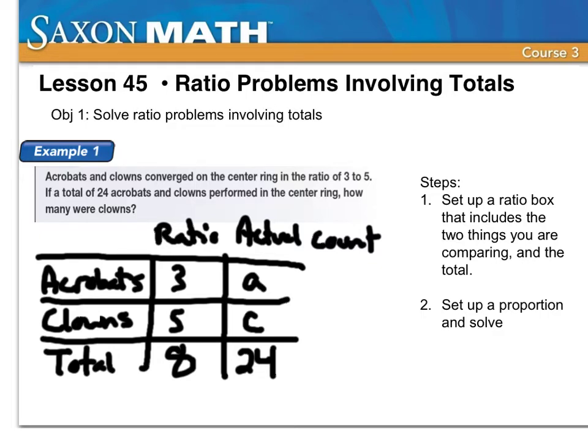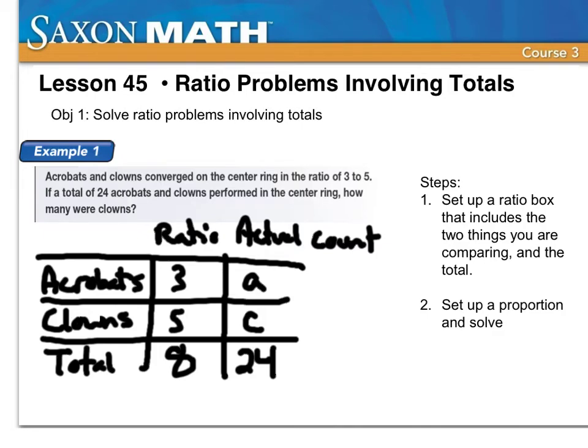Now we need to figure out what the problem's asking us. We see numbers here, so we are definitely going to use these two numbers. And then we need to figure out what it's asking. It says, how many were clowns? So now I'm going to set up a proportion. Because I want to know how many clowns, I'm going to use this row right here. And since there's a variable in this row, I need to also use a row where there's not a variable. I'm going to be using the total row here.